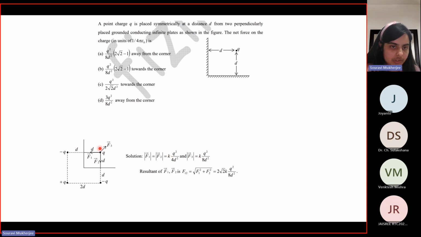Then you have F3, which is directed in this direction. F1 and F2 will have a resultant in a direction opposite to F3. So the net resultant will be this, directed towards the top. This is how it becomes simplified. Otherwise, you would have to imagine how the charge distribution is on this surface, how the induced charges are, and that is a very complicated system. But image charges make it simple.